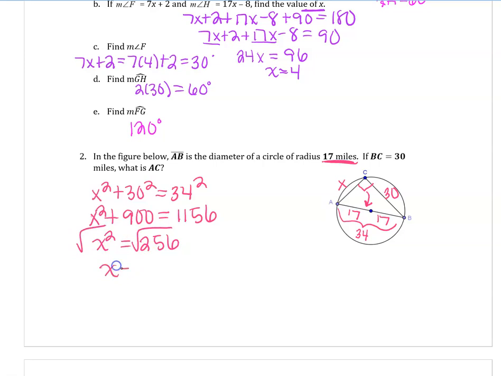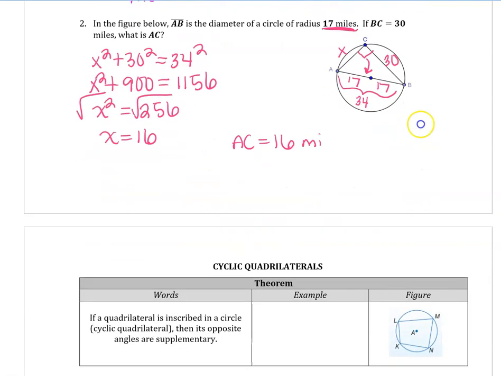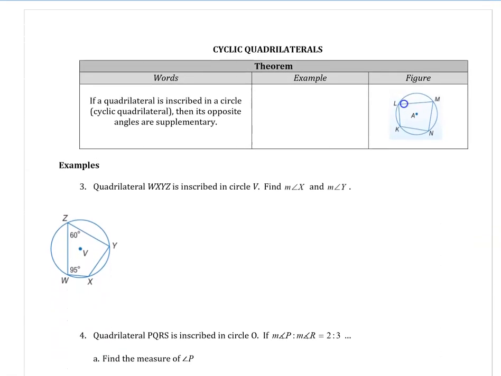And the square root of 256 is 16. So that means AC is 16. Technically miles, if we want to go crazy here, which again, I don't know why we picked something so large, but sure, why not? So 16 is the answer. Okay, so that's Thales' theorem.